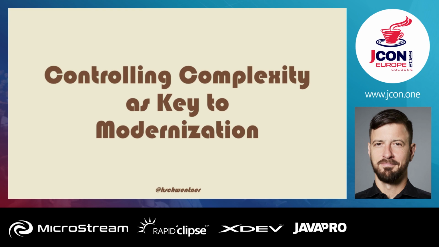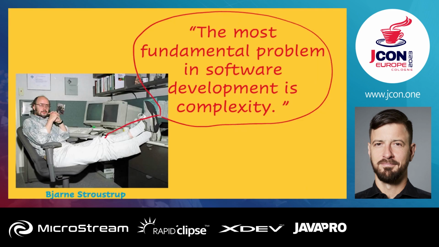So when we talk about this strategic stuff, about these 4 simple steps, at the core of all this lies this here, that we have to control complexity to get a grip on the modernization. So complexity is something that, well, we meet in different areas of software development. There's a famous quote by Bjarne Stroustrup, who said, the most fundamental problem in software development is complexity. And Bjarne Stroustrup is the inventor, the father of C++.